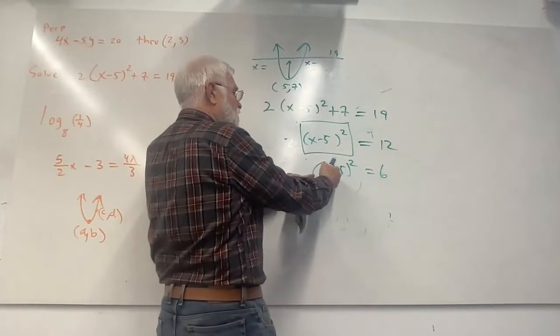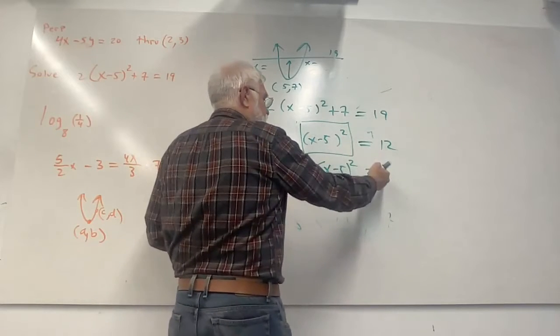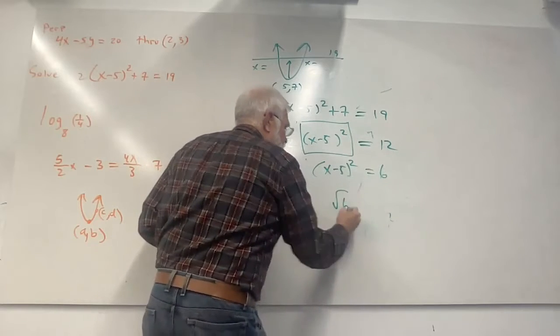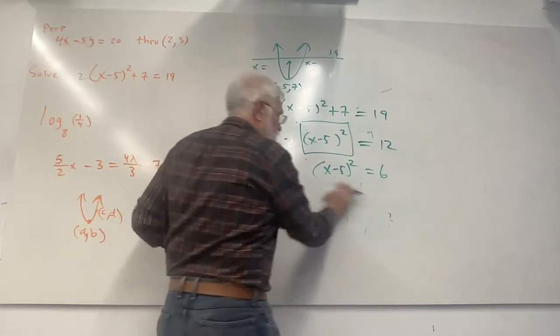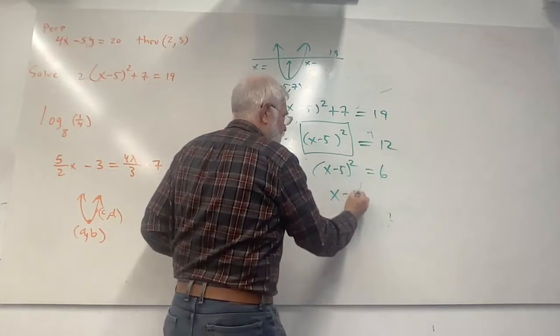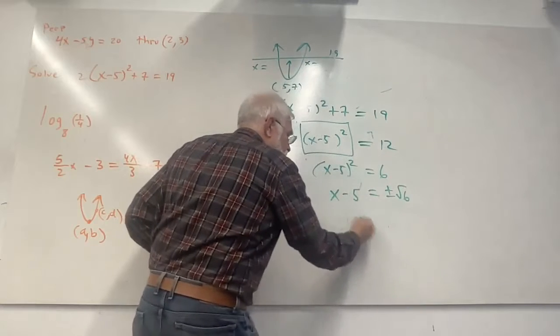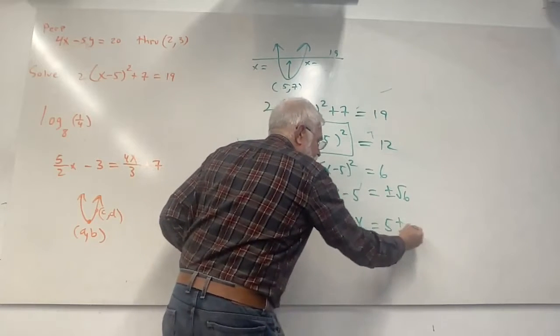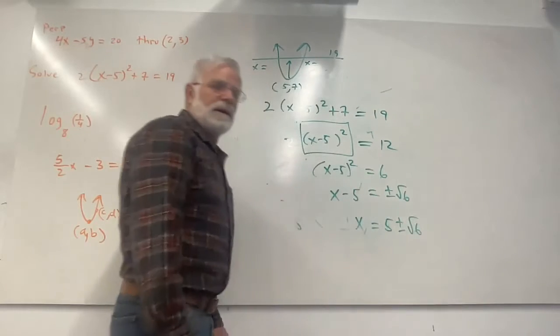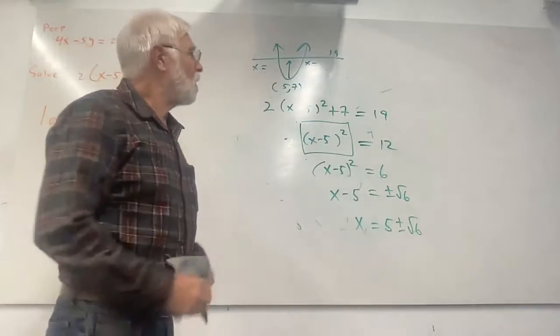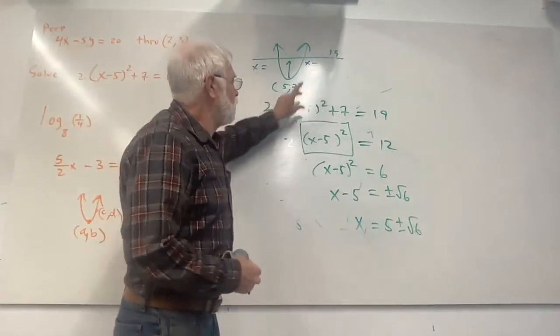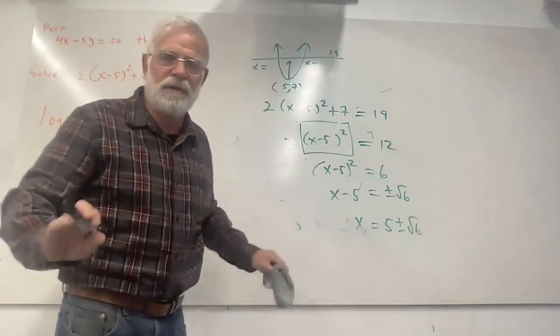Oh, if I'm squaring something and I want to get 6 out, I better start with the square root of 6 plus or minus. So that's what you get over here. You get x minus 5 equals plus or minus the square root of 6. So my final answer is 5 plus or minus the square root of 6. And I'm done. So 1, 2, 3, 4 inverse operations, and you're done.